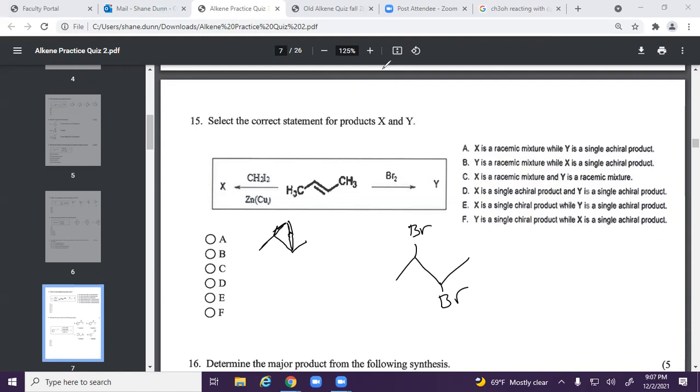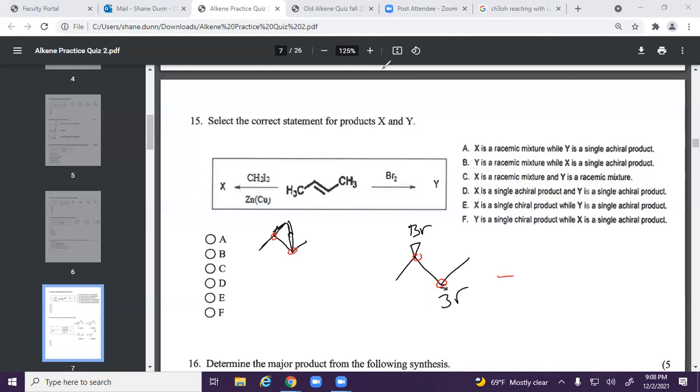So there'll be trans of each other. They will be trans. So wedge dash. You're correct. So there's the structures. There and there. So we have two chiral structures. And here we have two chiral structures. Well, why is there a single achiral product? You sure? That's why. Okay, no, makes sense.